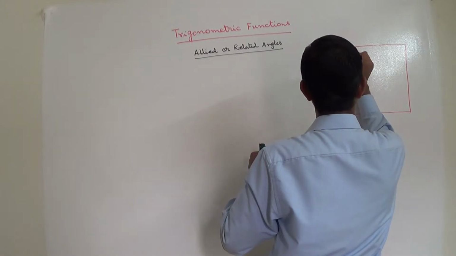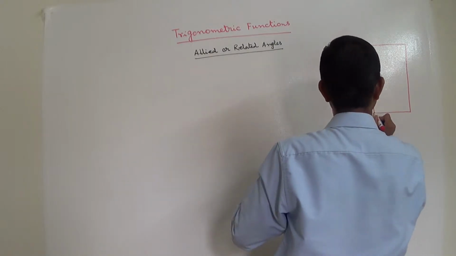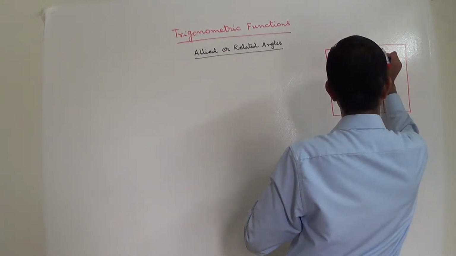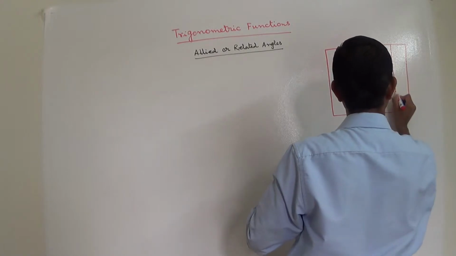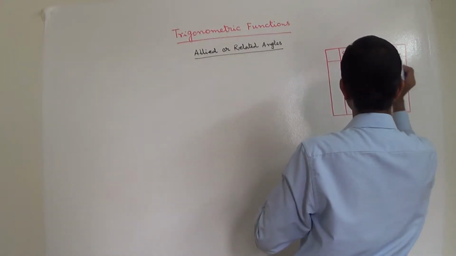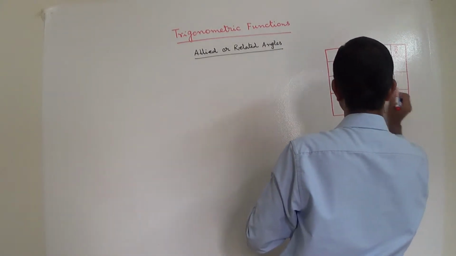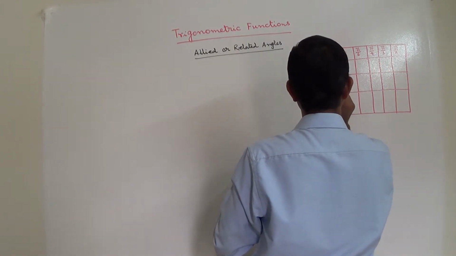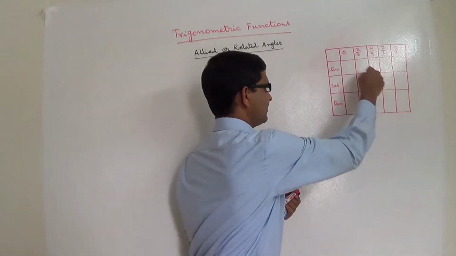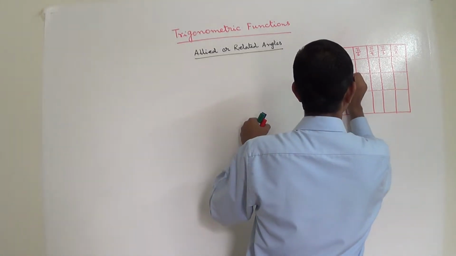So this is 0, this is pi by 6, this is pi by 4, this is pi by 3, and this is pi by 2. Now we can break it into three different rows, one for sine, one for cos, and the last one for tan. So we are going to place the values of these angles in these cells. The value of sine 0 is 0.